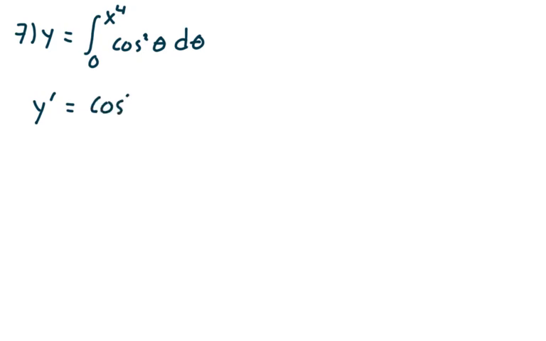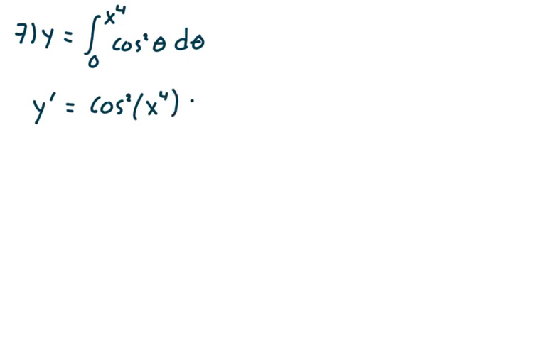Suppose y equals the integral from 0 to x to the 4th, doesn't matter, of cosine squared theta d theta. And I want y prime. So remember, you're taking the derivative of y with respect to x. And so I'm going to replace theta with x to the 4th. So you get cosine squared of x to the 4th.